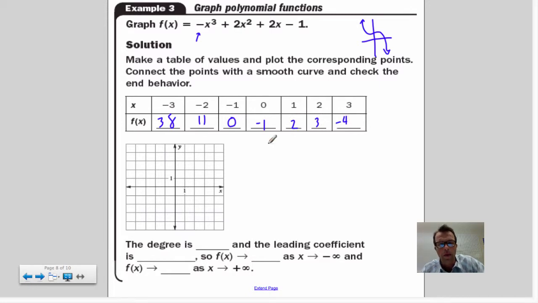So you now plot these points, right? First of all, -3, I can't even get it on the graph. I can't get -2 on the graph, but I know they're way up here. At -1, I'm at 0. At 0, I'm at -1. At 1, I'm back up here at 2. At 2, I'm up here at 3. And then at 3, I'm down at -4.